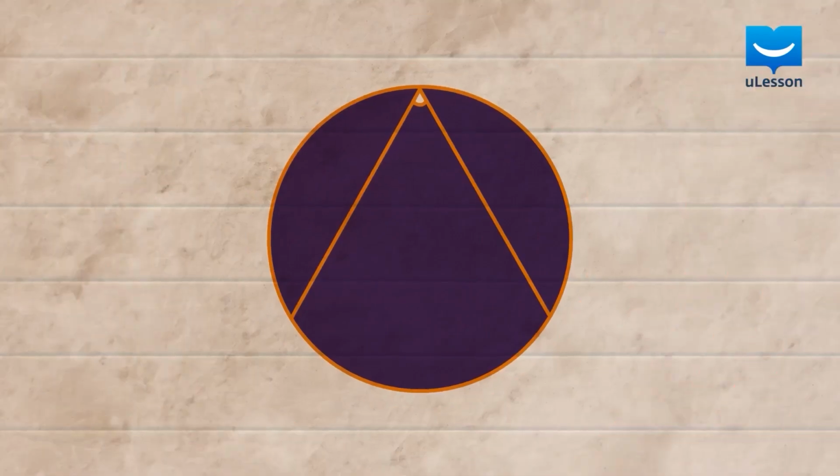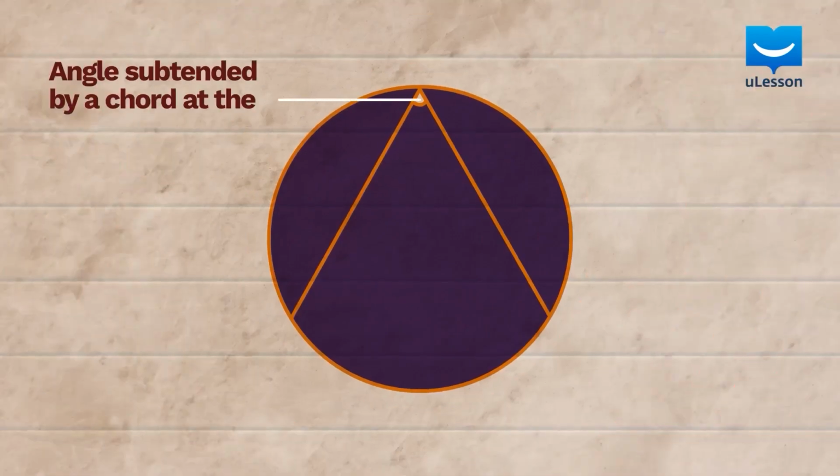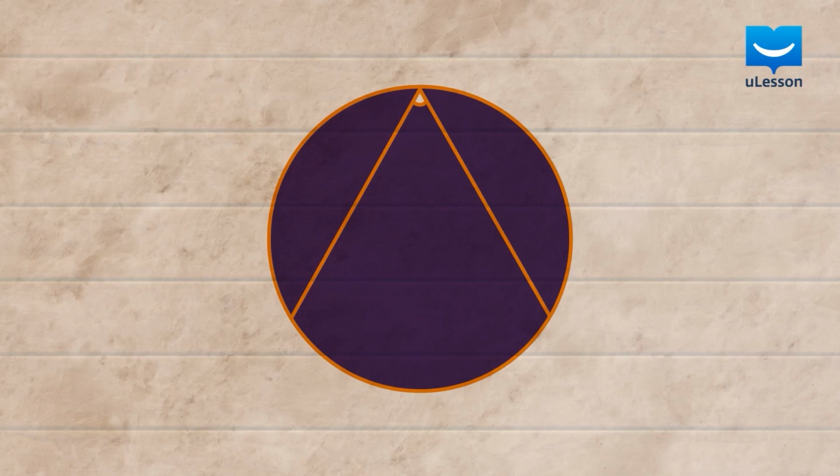In circle geometry, we generally consider angles formed within and outside a circle. Let's take a look at this angle. It is called the angle subtended by a chord at the circumference. This is because it is an angle formed by two lines from this chord. Furthermore, these lines meet on the circumference, which is why it is called the angle subtended by the chord at the circumference.